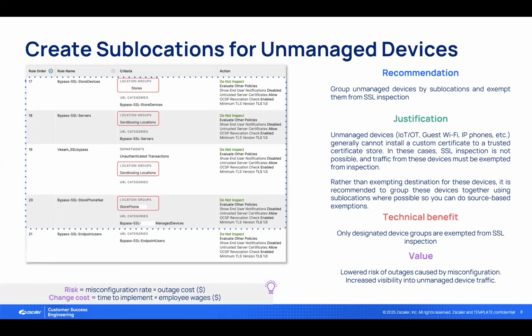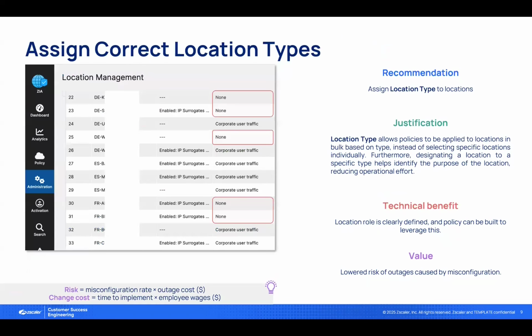This will ensure that only designated device groups are exempted from SSL inspection, rather than risking misconfigurations exempting traffic from authenticated users. As a corollary to this, Zscaler recommends assigning location types to locations and sublocations. Location types allow policies to be applied to locations in bulk based on type, instead of selecting specific locations individually per policy. Designating a location to a specific type also helps identify the purpose of the location, reducing your operational effort. This makes it easier to build policy that leverages location types.